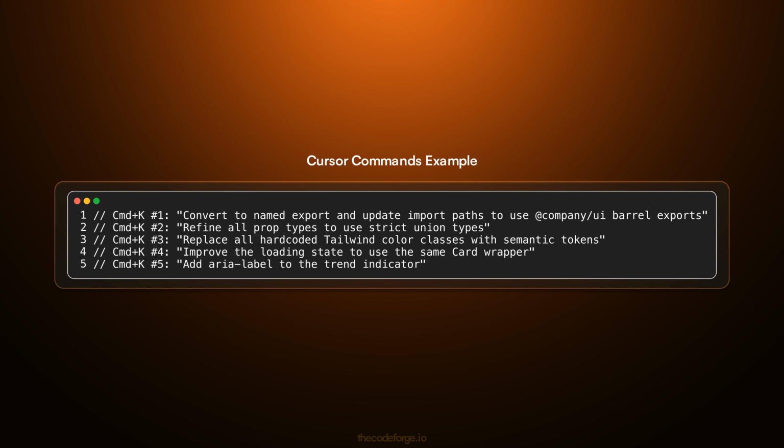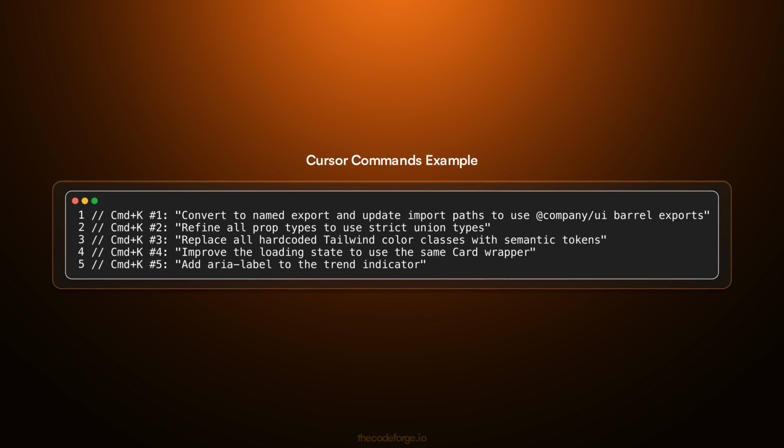These are the exact CMD+K commands to run in Cursor. Each command is scoped to one failure pattern. Running them in sequence transforms the raw V0 output into a production-ready component.